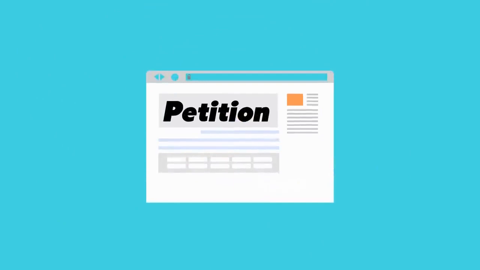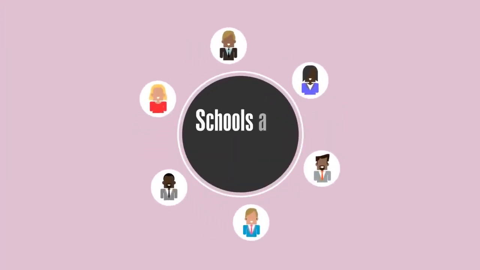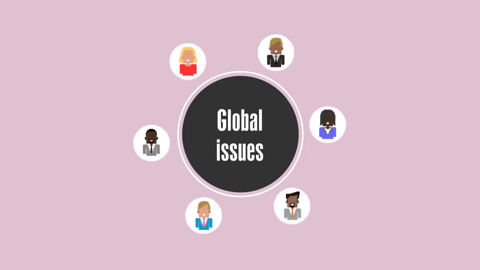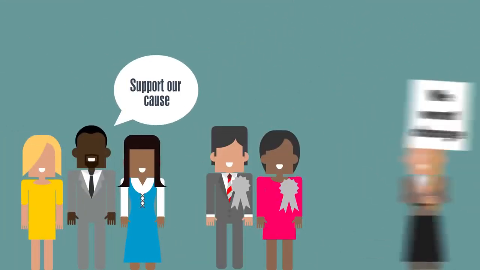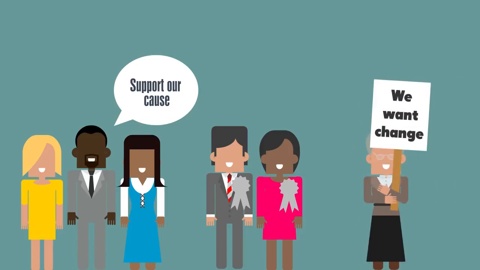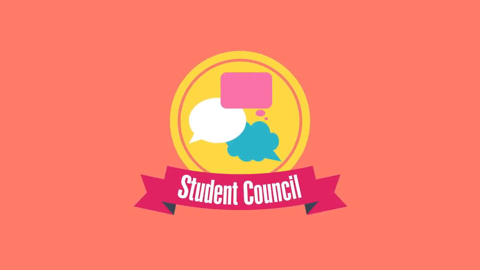If you're passionate about an issue, you could start a petition for a cause either on paper or online, or join an existing campaign, pressure or protest group to influence decision making. These groups use different methods to get their voices heard, from lobbying to peaceful protest, all designed to bring about change. And don't forget, you can get your voice heard in school or college too by joining or starting a student council, a bit like a mini parliament.